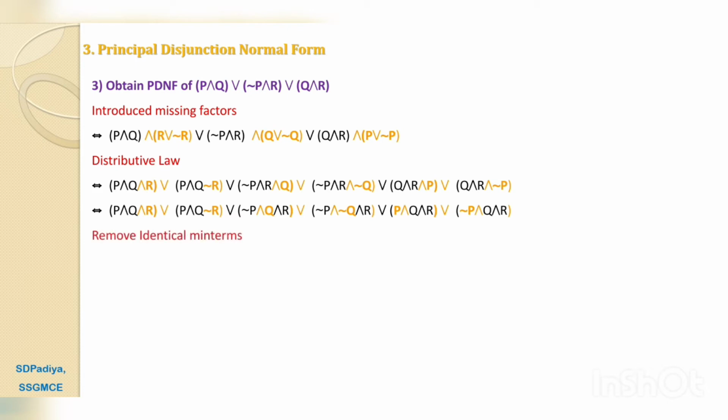Now remove the identical min terms. If we observe, there are two identical min terms. One is P and Q and R, and one is not P and Q and R. If we remove these two identical min terms, then finally we have the PDNF with four min terms, that is P and Q and R, or P and Q and not R, or not P and Q and R, or not P and not Q and R. That is the final PDNF, that is sum of product canonical form.